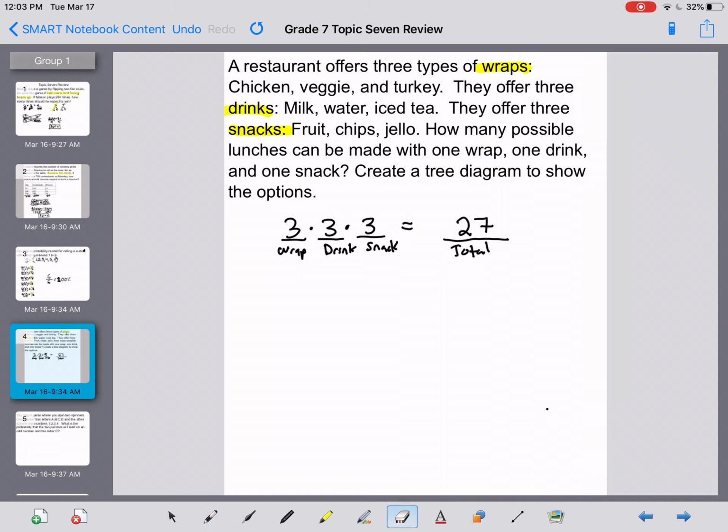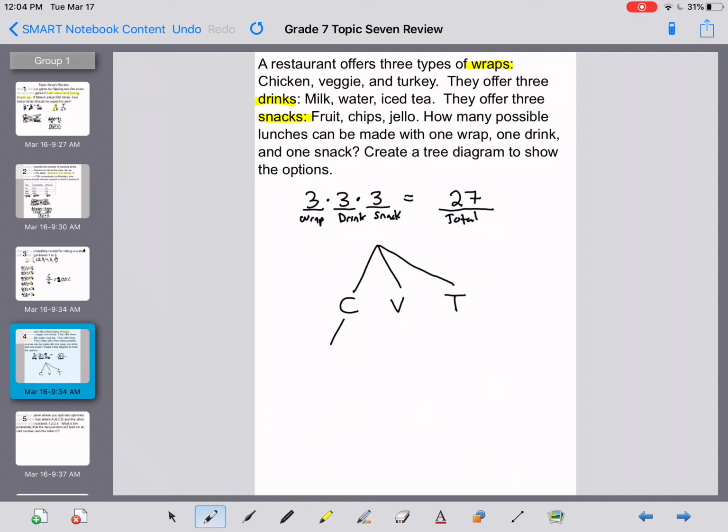Now I'm going to make a tree diagram. To make a tree diagram, I'm just going to start with the first option that you can receive from this restaurant, which is the wrap. So for the wrap, there's 3 options. We can have chicken, veggie, or turkey. Now if you get chicken, from my drink option, there's still 3 options. So we're going to have 3 options come from there. We can have milk, water, or iced tea.